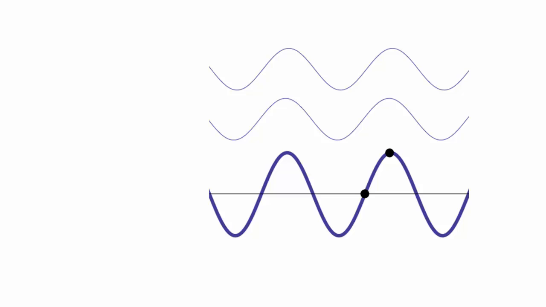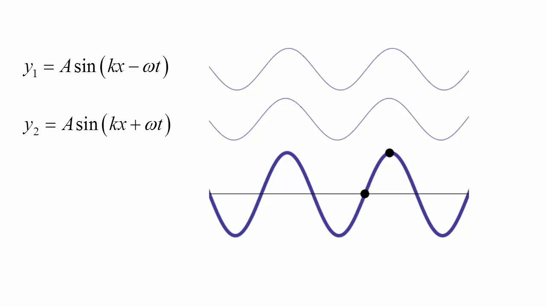Assuming positive direction being towards the right, then the wave functions for the incident and reflected waves are given by y1 being the amplitude multiplied by the sine of kx minus omega t, and y2 being the amplitude multiplied by the sine of kx plus omega t, where k is the wave number given by 2 pi divided by the wavelength, and omega is the angular frequency given by 2 pi times the frequency.